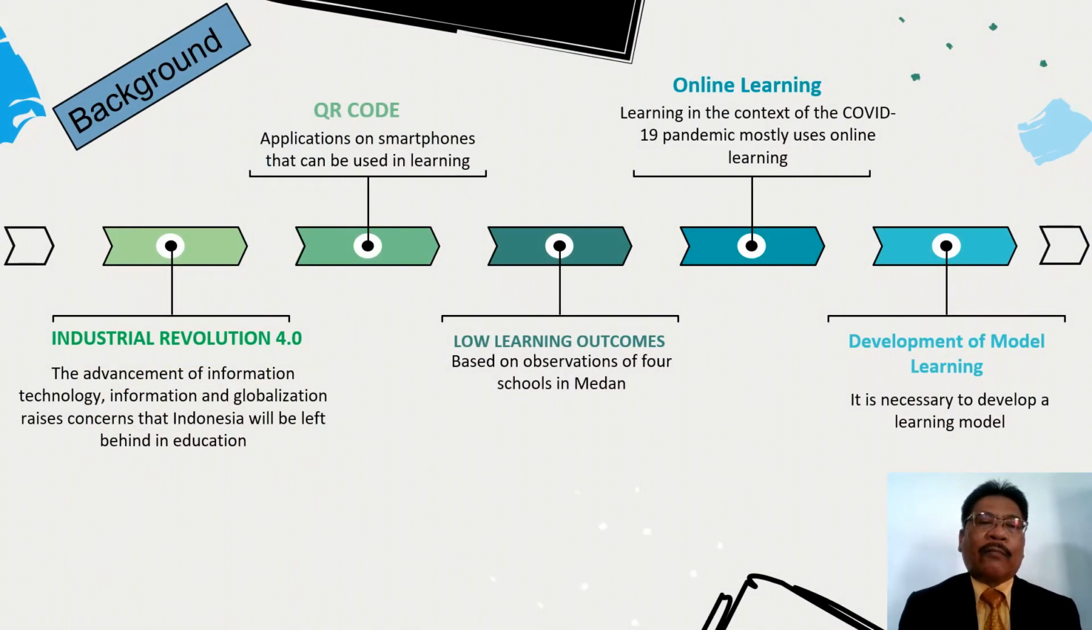Industrial Revolution 4.0. The advancement of information technology, information and globalization raises concern that Indonesia will be left behind in education. QR code application on smartphones can be used in learning. Low learning outcome based on observation of 4 schools in Medan.